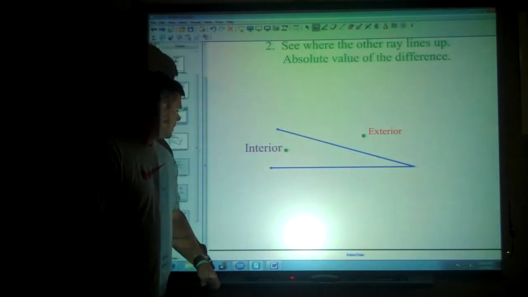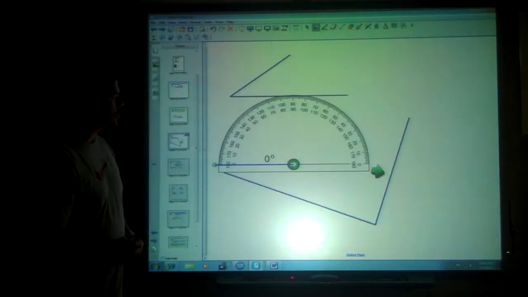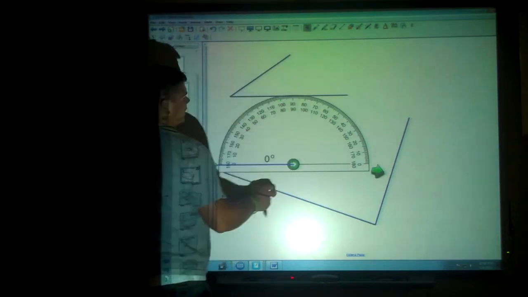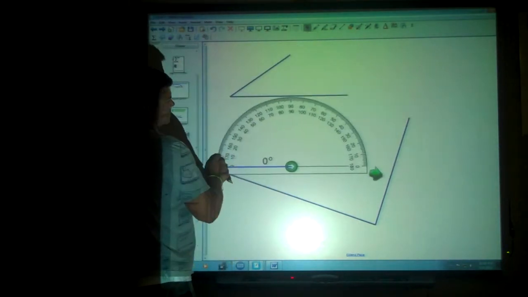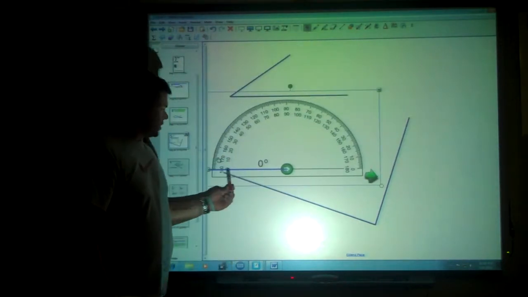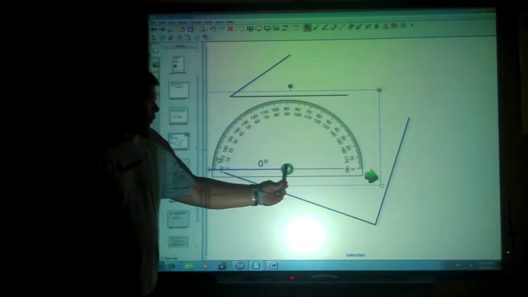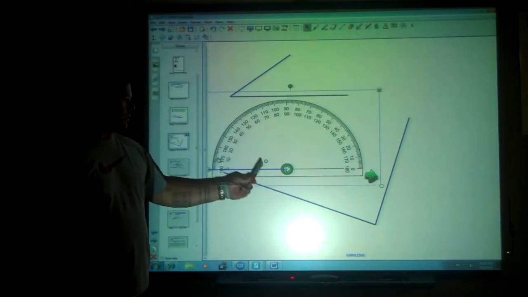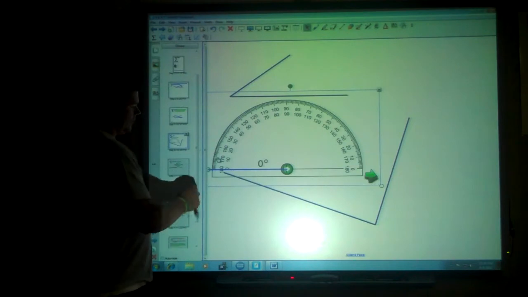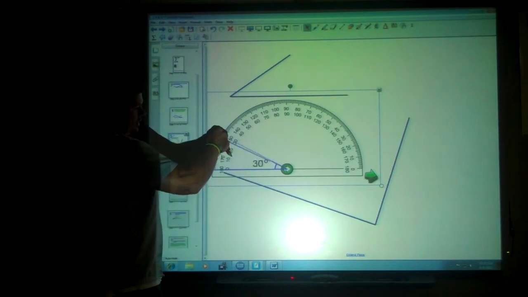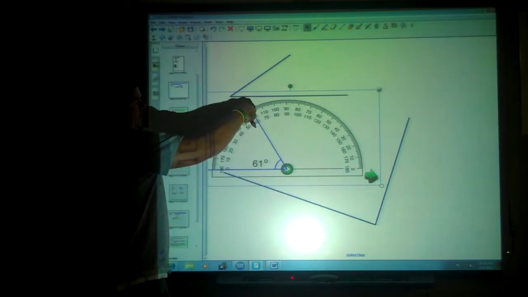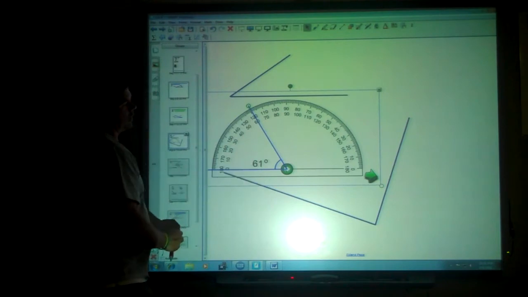Interior, exterior. Now, as far as the protractor is concerned, here I have an actual protractor that the smartboard allows me to manipulate. This line across the bottom is what we call the 0 or the 180 degree line. Right now it's actually saying 0. And if I were to move this up, this protractor is pretty nice because it tells me what the angle is where I've left it.